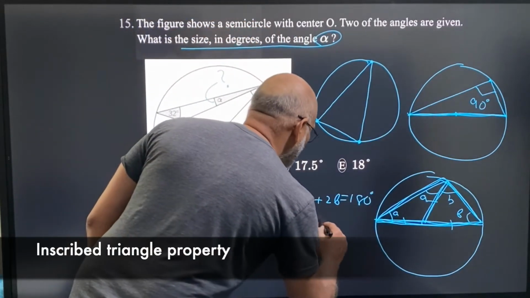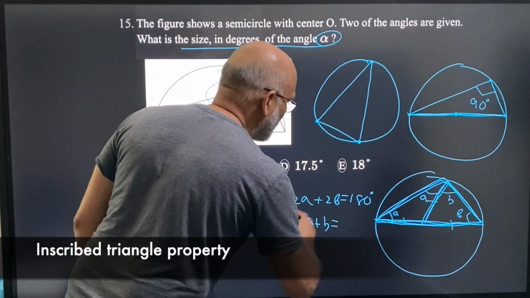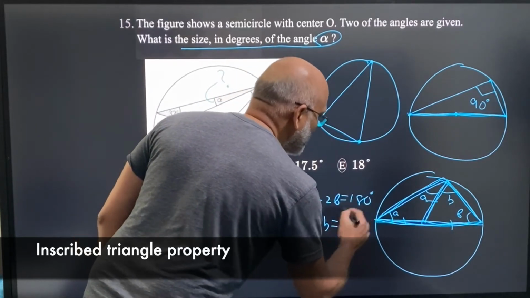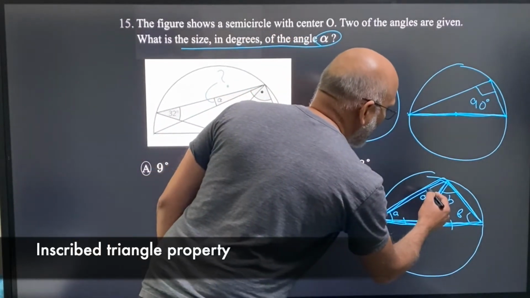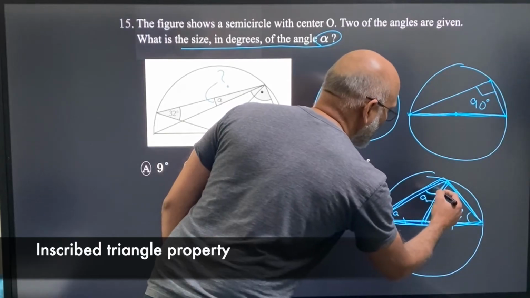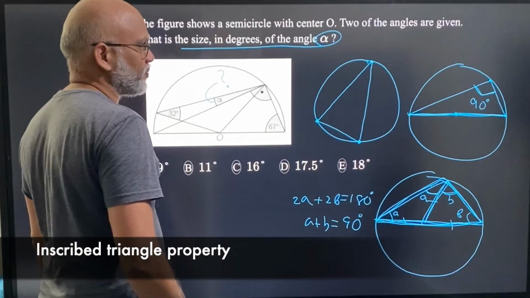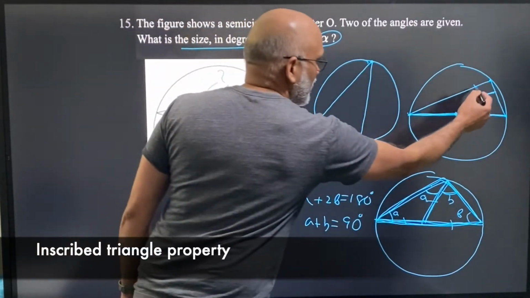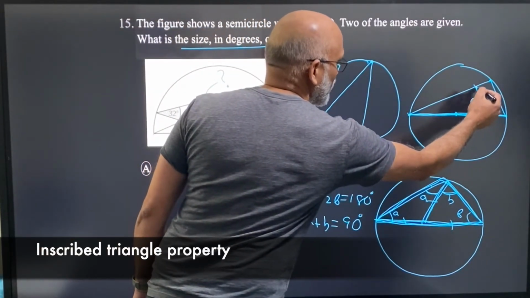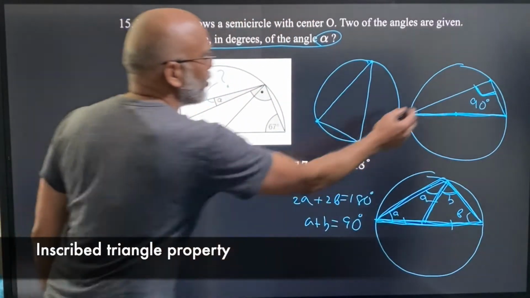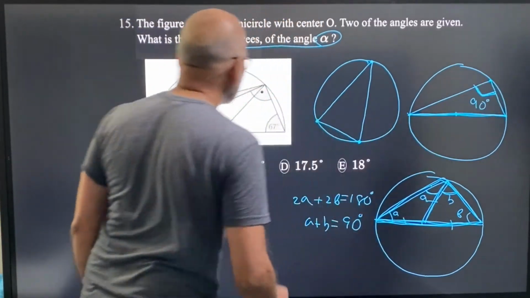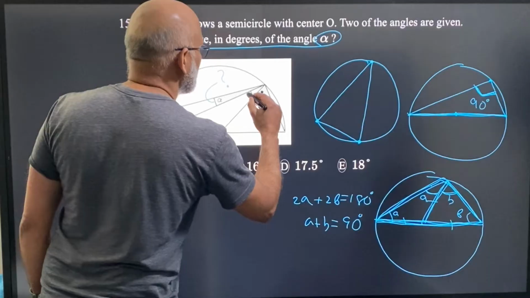So basically A plus B is 180 over 2, which is 90 degrees. But what is A plus B? A is this, B is this. So that is the inscribed angle, right? That is the same as this angle. So this always ends up being 90 degrees, no matter where this point is, right? All right. Then this is going to be 90 degrees.